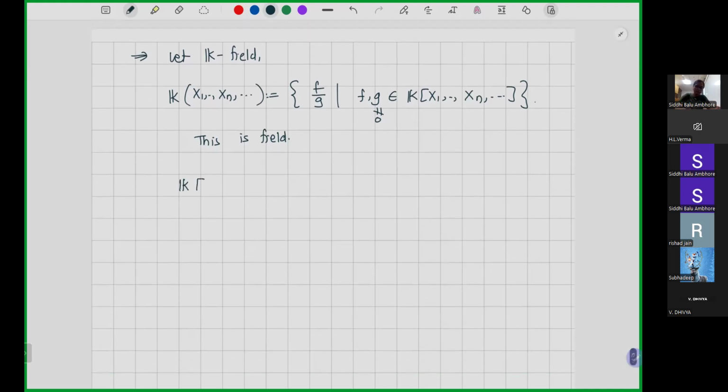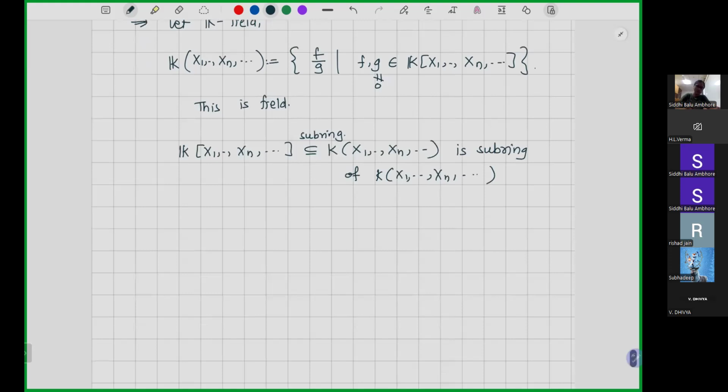Then K[x1, ..., xn, ...] is contained in this field of rational functions K(x1, ..., xn, ...), as a subring. So is this K[x1, ..., xn, ...] Noetherian? Is this Noetherian?